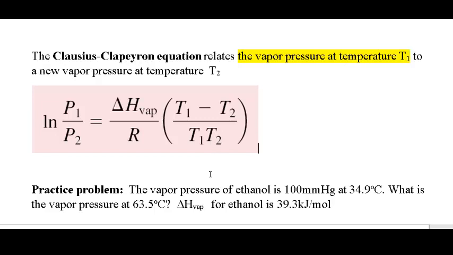The vapor pressure of ethanol is 100 millimeters of mercury at 34.9 degrees C. Again, vapor pressure quoted at specific temperature, T1, VP1. What is the vapor pressure VP2 at 63.5 degrees C? And the energy required to vaporize 1 mole of ethanol is about 39,300 joules. So this is a plug into the Clausius-Clapeyron equation and making sure you know how to manipulate the natural log. So take a moment and do the problem and see if your answer matches.